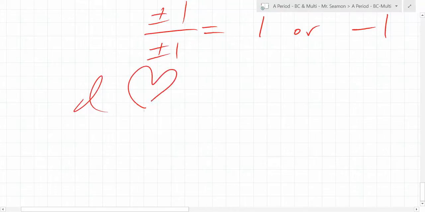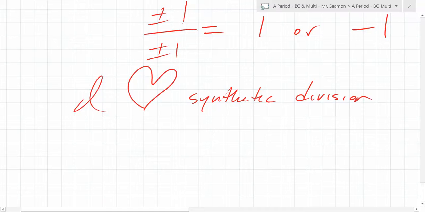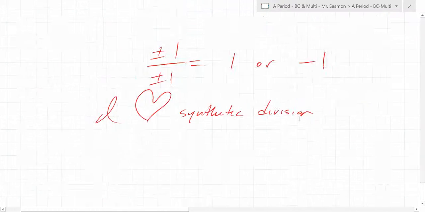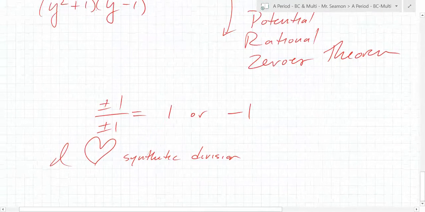I love synthetic division. Love it. Synthetic division. Oh, the 3, 2, 1. Synthetics. You've watched Blade Runner?